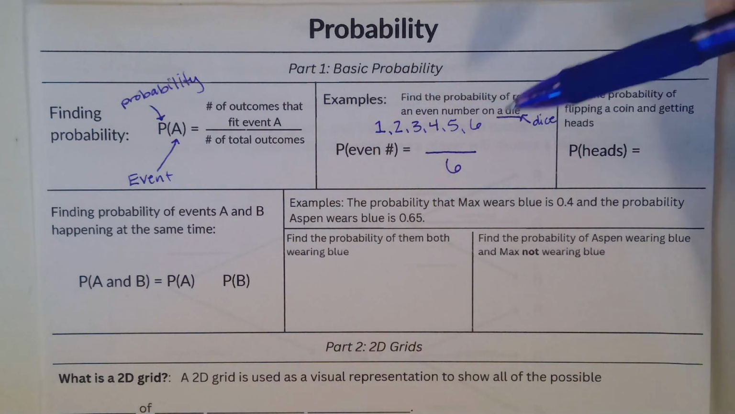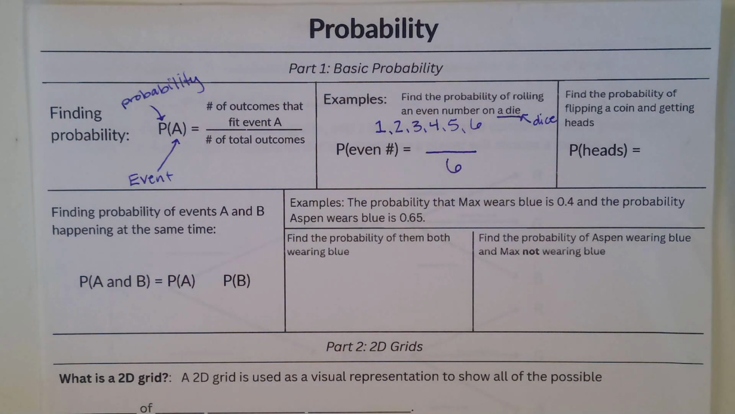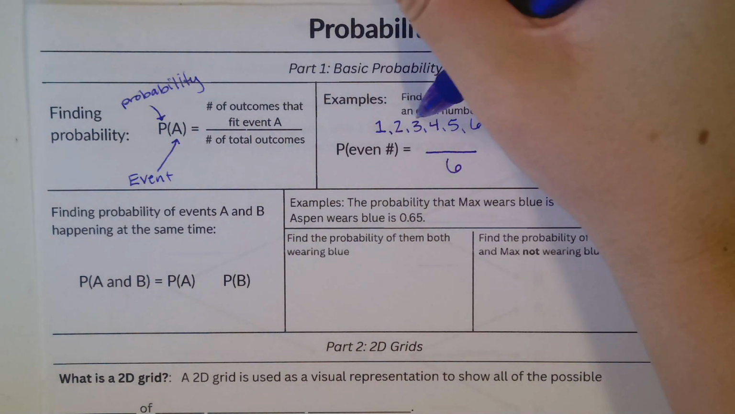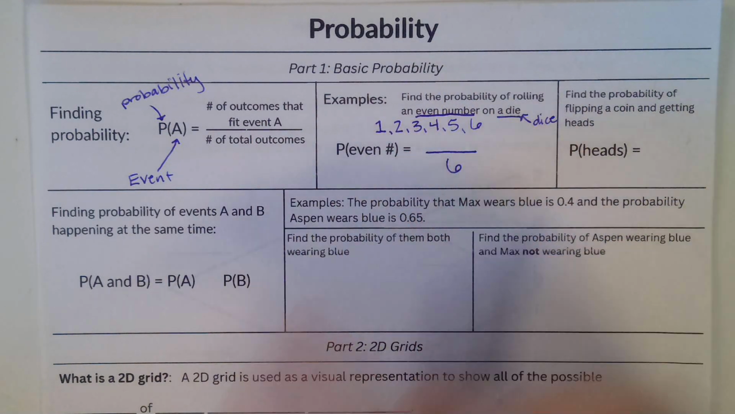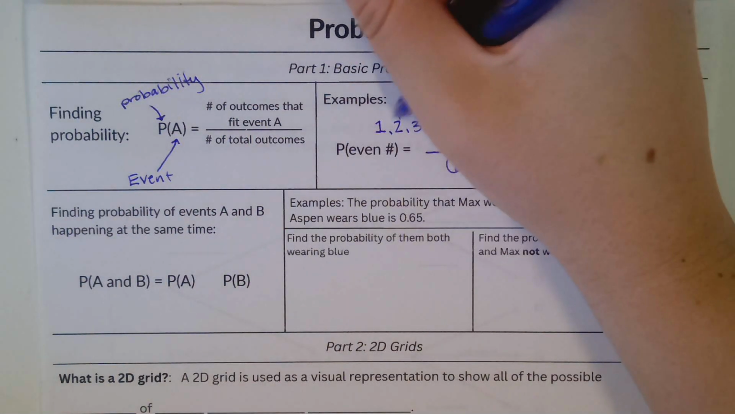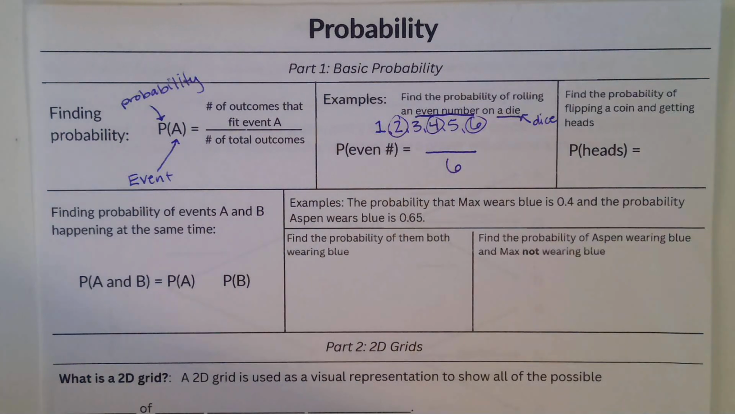From there, what we're going to do is figure out how many of them fit the specific description of the question. In this case, it's asking about rolling an even number. So we're going to look at all of our possible outcomes and see how many of these fit the description of being an even number. In this case, I would say that's the 2, the 4, and the 6. So that's 3 numbers.